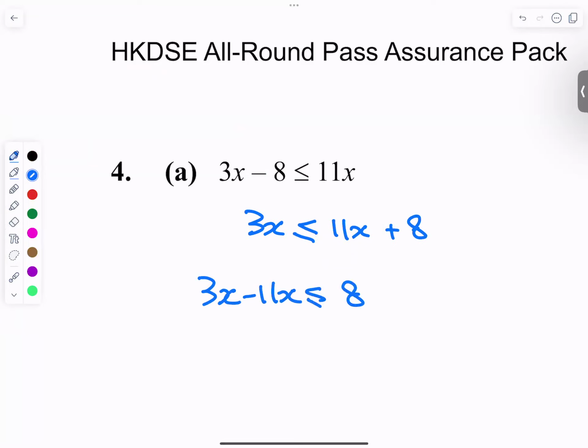And then 3 minus 11. So 3 minus 11, we get -8. And of course, don't disappear the x next to it.